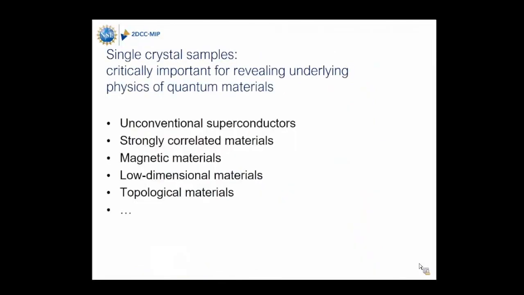I also want to point out that single crystal samples are critically important for revealing the underlying physics of quantum materials. The research of quantum materials is at the forefront of condensed matter physics and materials science, so getting single crystal samples for the studies is critically important. Examples of quantum materials include unconventional superconductors, strongly correlated materials, magnetic materials, low-dimensional materials, topological materials, and many others. So getting single crystals is really important for research.